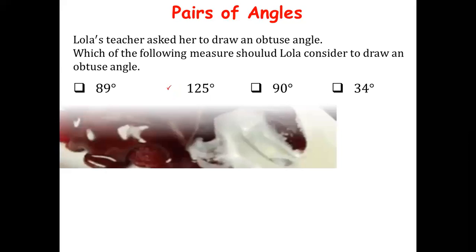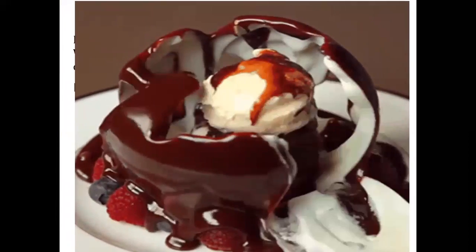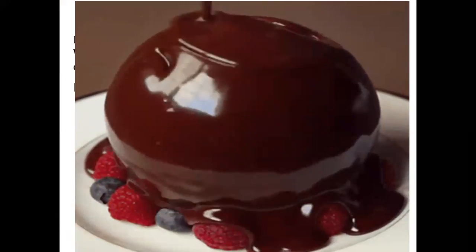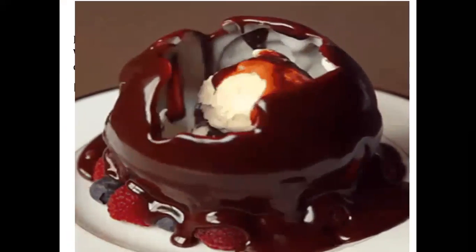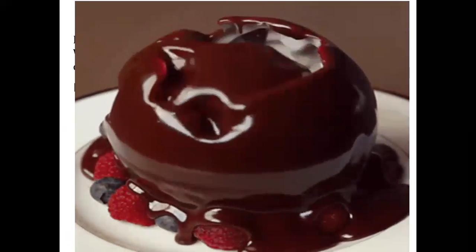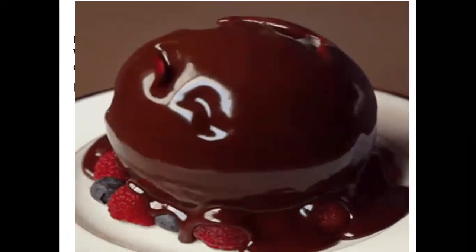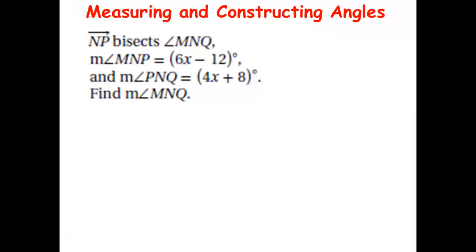So if you have got the answer right, well, here is a mouth-watering, finger-licking delicious dessert for you. Looks tempting, isn't it? Okay, so this was the treat for you for doing this question, getting the question right. Fine, let's move to the next question.